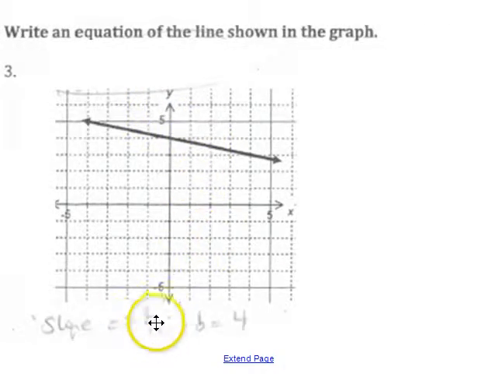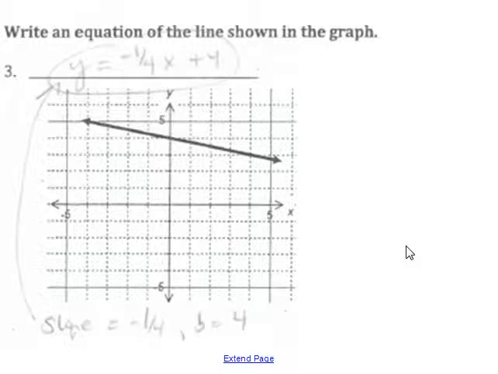The slope is negative 1/4. From here, I go down 1 and over 4 to go from one place that's in the crosshairs to another place that's in the crosshairs. The b, the y-intercept, is that first place I showed you here, 4. So if I've got those two pieces of information, there's my equation. Notice it's just built from the negative 1/4 and the 4 value.